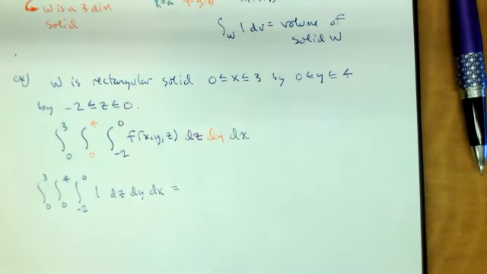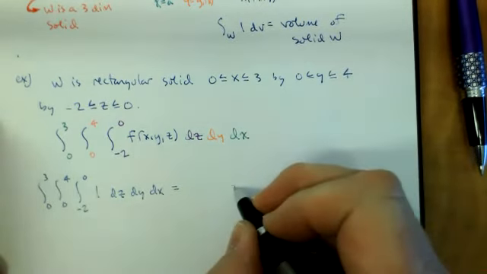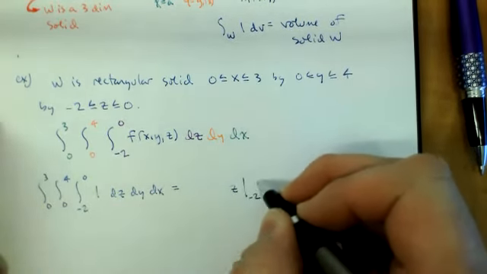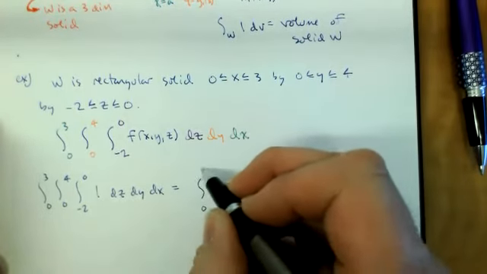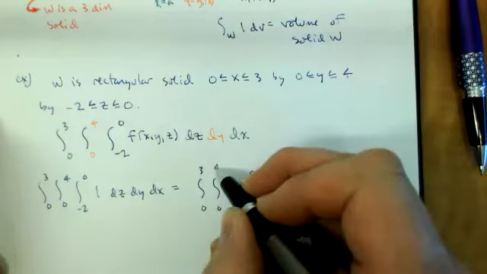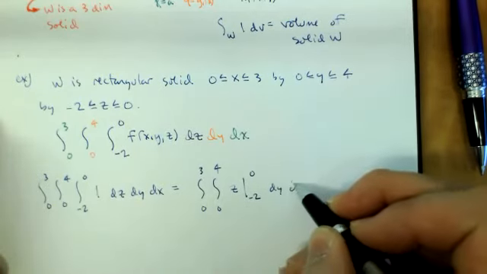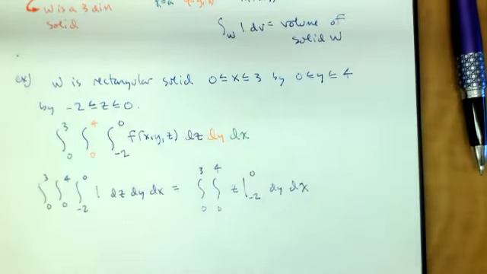First integral is the dz integral. The integral of 1 dz is z. So we get z evaluated from -2 to 0. We still have two integrals, from 0 to 3 on the x and from 0 to 4 on the y, with the dy integral on deck. Z evaluated from -2 to 0 is going to give us 2.